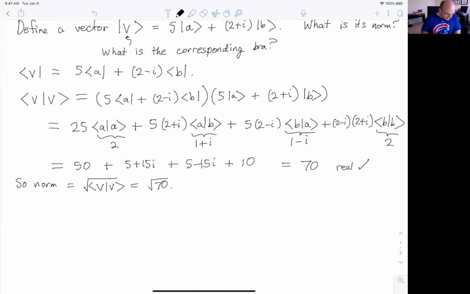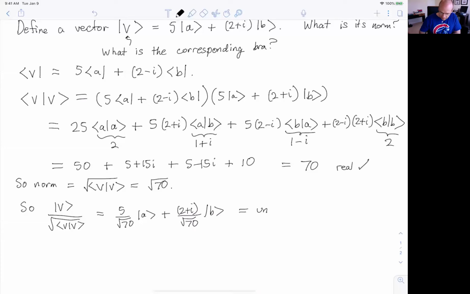Okay, so just as an answer to what would be the unit norm corresponding to this, if I take the vector V and divide it by its norm, which in this case would be 5 over the square root of 70 times A plus 2 plus i times the square root of 70 times B, that's guaranteed to have unit norm.